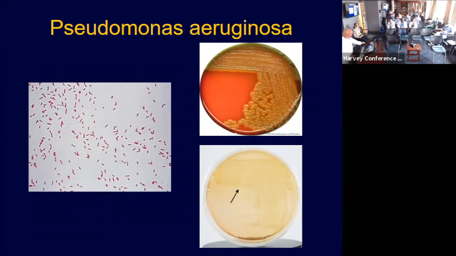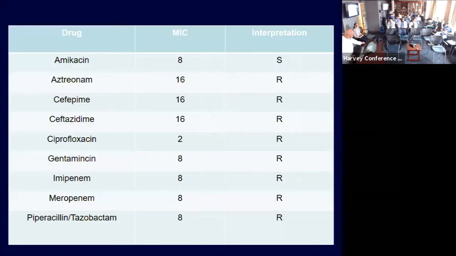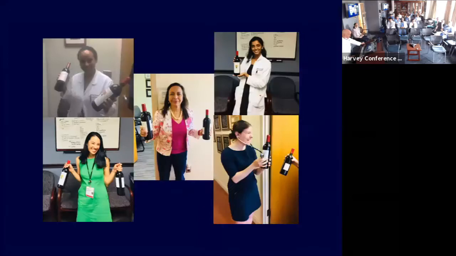So let's go back to our case. We think this patient's got Pseudomonas, and okay, so what do you think about that? Anybody have a clue? All right. So this is what the ID service does when we get organisms like that. We just need to sit down and drink a little wine and think about it.